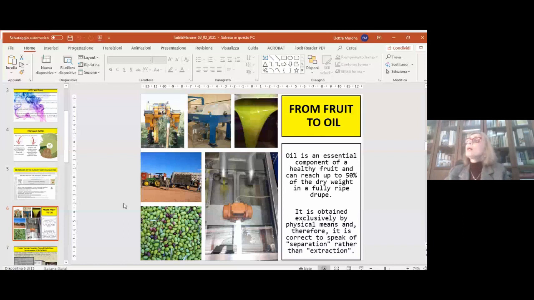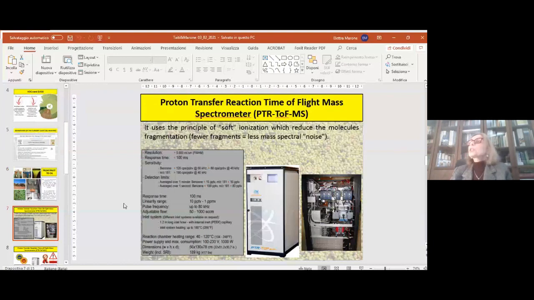And to deal with the problems of air pollution, an equipment based on physical principles was developed, the proton transfer reaction time of flight mass spectrometer, the PTR-TOF-MS, suitable for measuring extremely small quantities of pollutants in the atmosphere. In a short time, this technique was also successfully used to analyze volatile compounds detectable in the headspace of food products, mainly in those product categories where flavors are particularly important, and among the first, olive oil.